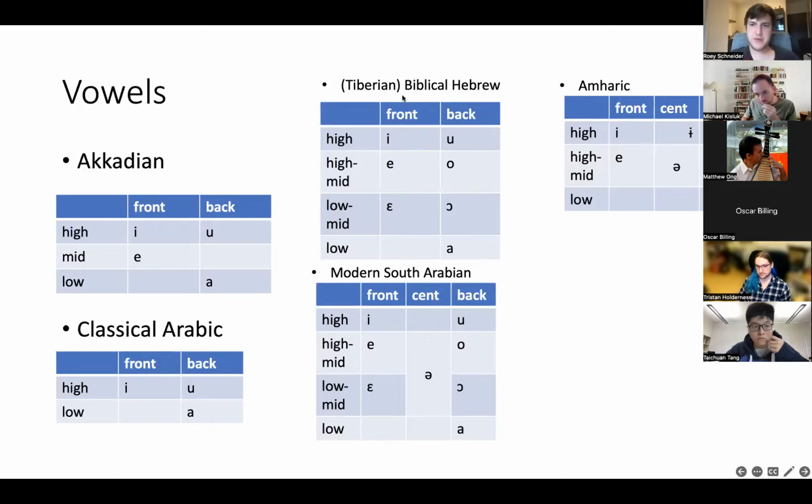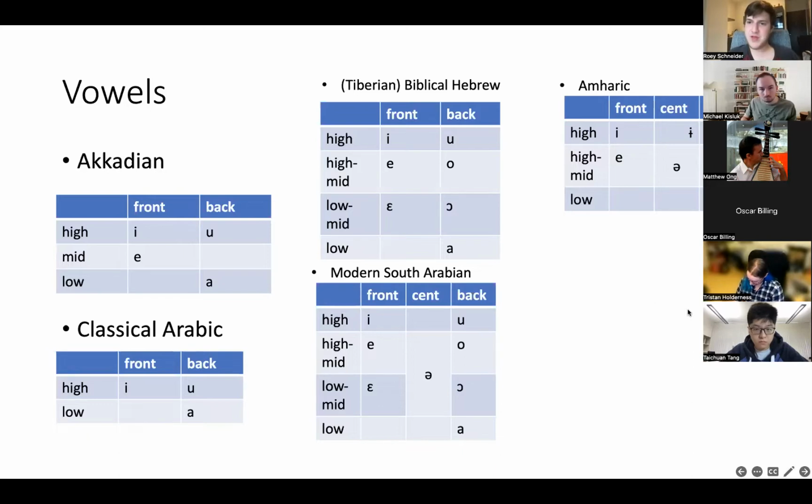So Tiberian Biblical Hebrew has a larger system, with the two high mid vowels, the tzere and the cholam, and the two low mid vowels, the segol and the kamatz. That's at least how we reconstruct it. In Modern South Arabian, it's almost exactly the same, obviously not the result of the same shifts and processes. And there is also a schwa there, which we do not reconstruct for Biblical Hebrew, ironically.